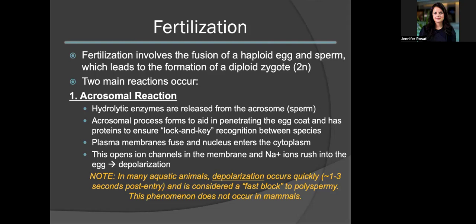Plasma membranes will fuse and the nucleus will then enter into the cytoplasm. When this occurs, ion channels will open in the membrane and sodium ions will rush into the egg, causing a depolarization event. In many aquatic animals, this depolarization event occurs very quickly, within 1 to 3 seconds post-entry of the sperm. This is considered to be a fast block to polyspermy, or to multiple fertilizations. This phenomenon, however, does not occur in mammals.